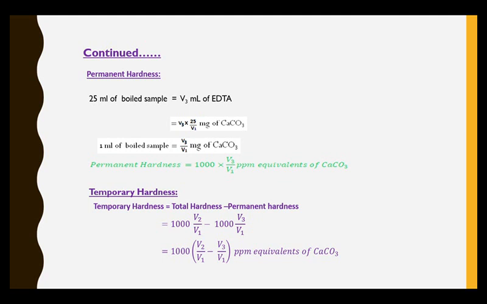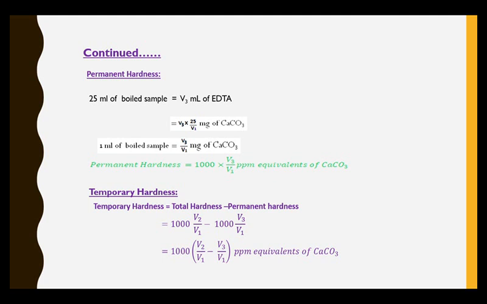So the same way we calculate permanent hardness. Now this time we have boiled the water and filtered it, and then made it up to 1 liter. From that 1 liter we have taken 25 ml of boiled water sample, which is equal to V3 ml of EDTA. So where again V3 into 1 ml of EDTA, so into 25 by V1 milligram of calcium carbonate. Therefore 1 ml of boiled water sample is equal to V3 by V1 milligram of calcium carbonate. So permanent hardness is equal to 1000 into V3 by V1 ppm equivalents of calcium carbonate.